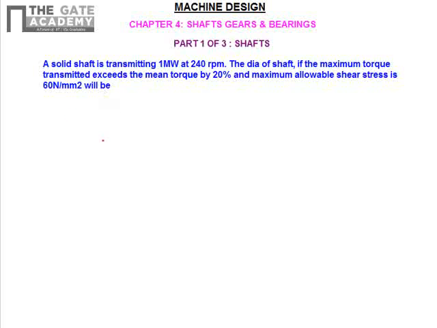So in this case, what is given? The power transmitted by the shaft is 1 megawatt, that is 1 into 10 power 6 watts. The RPM of the machine is 240 RPM. Then the maximum torque exceeds the mean torque by 20%, that means T max will be 1.2 times the T mean, and the allowable shear stress is given by 60 Newton per mm square. If that is the case, what is the diameter of the shaft?